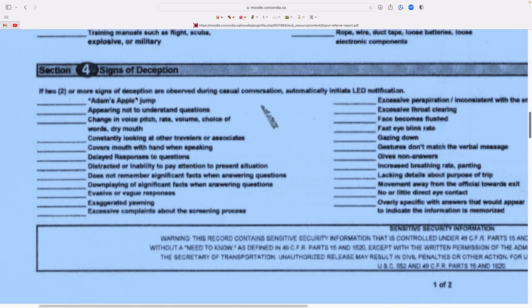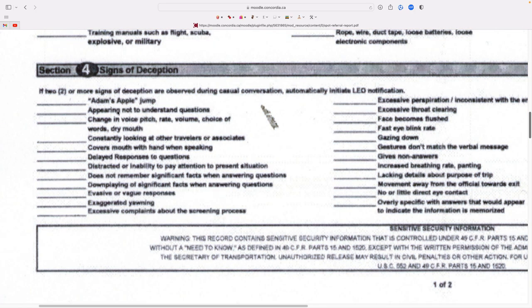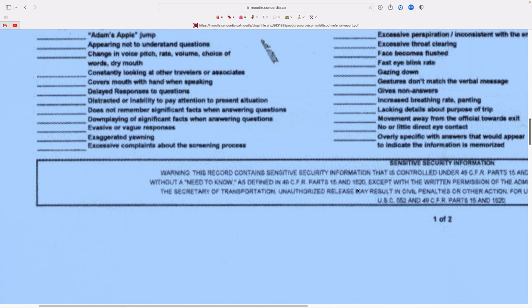And then the last one is signs of deception. These ones are really important, and anyways, you can read them. Adam's apple is more prominent in men than in women, the thing in your throat that sticks out. So if it's going up and down, if you try to talk through your mouth, if you're delayed in responding to questions, if you're yawning in an exaggerated way, if you're clearing your throat excessively, all of these types of things. Okay.